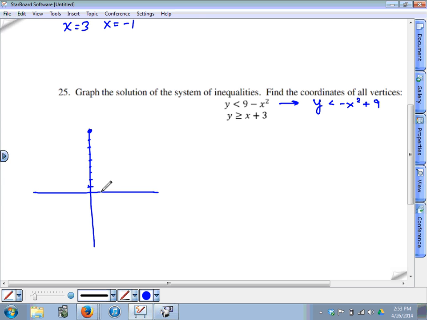So to get the correct width, you would have to plug in values on either side of your vertex. So when x equals 1, for example, 1 squared is 1, times negative 1 is negative 1, negative 1 plus 9 is 8, so 1, 8 is on the graph. And because a parabola is symmetric, negative 1, 8 is on the graph. Because this is just a less than and not a less than or equal to, it's a dotted line.